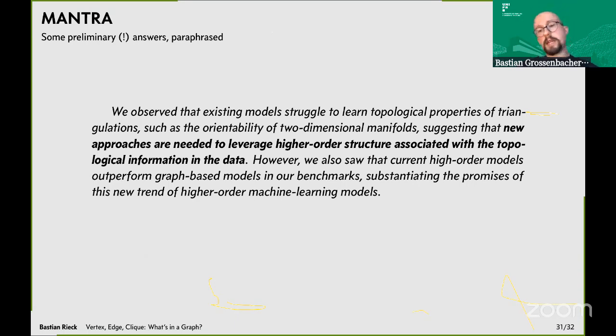So what we observed in our experiments is that existing models struggle to learn topological properties of triangulations, including the orientability of two-dimensional manifolds, which suggests to us that new approaches are needed to leverage these higher order structures associated with the topological information in the data. At the same time, we also saw that current higher order models outperform graph-based models in our benchmarks, which means that we can at least substantiate the promises and the kind of outlook of this new trend of higher order machine learning models. But overall, it was a little bit of a mixed bag for us, right?